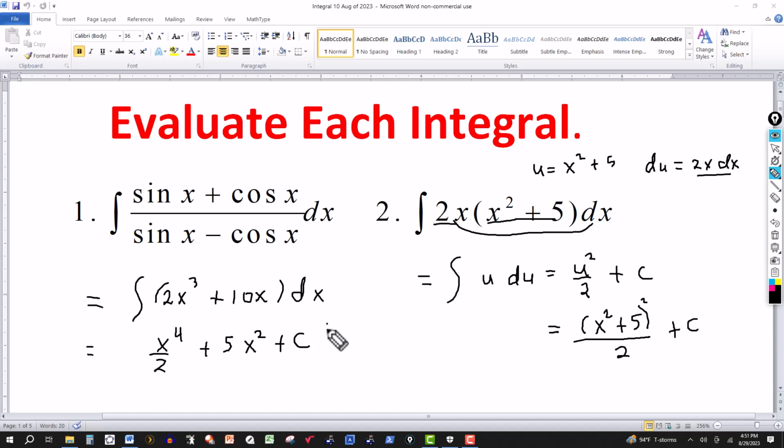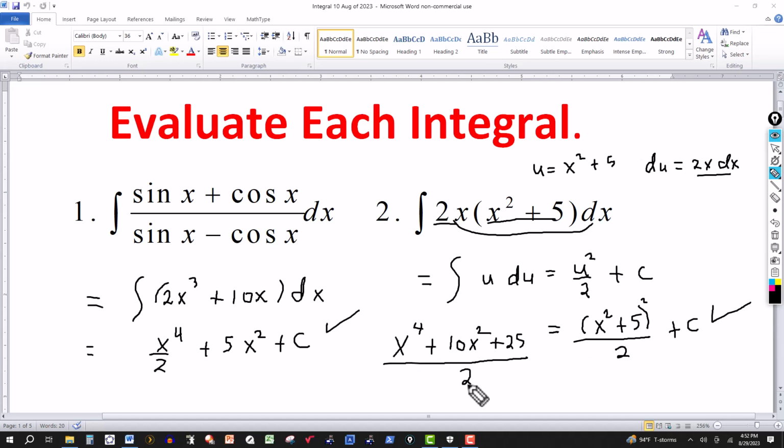So if I do it this way, I get this answer. If I do it this way, using the U substitution, I get this answer over here. Now let's see if they're the same. Let's go ahead and square this out here. So I squared that out. X squared squared is x to the fourth. And it's plus, and then we double this product here, give me 10x squared plus 25, and that's all over 2.